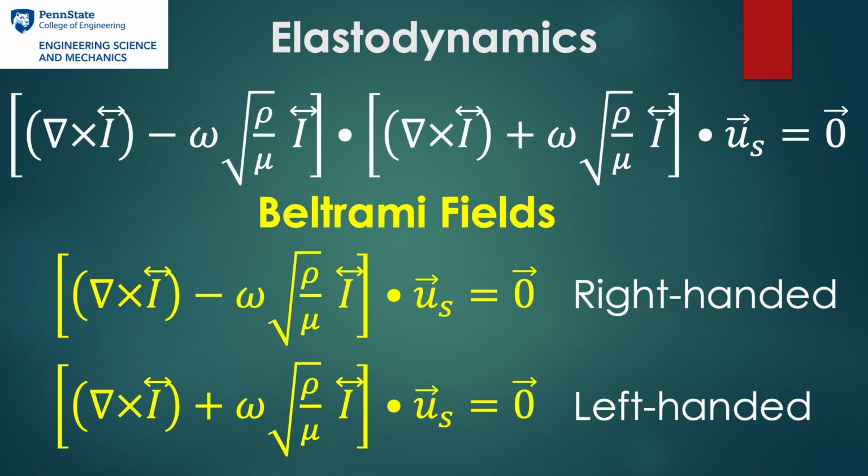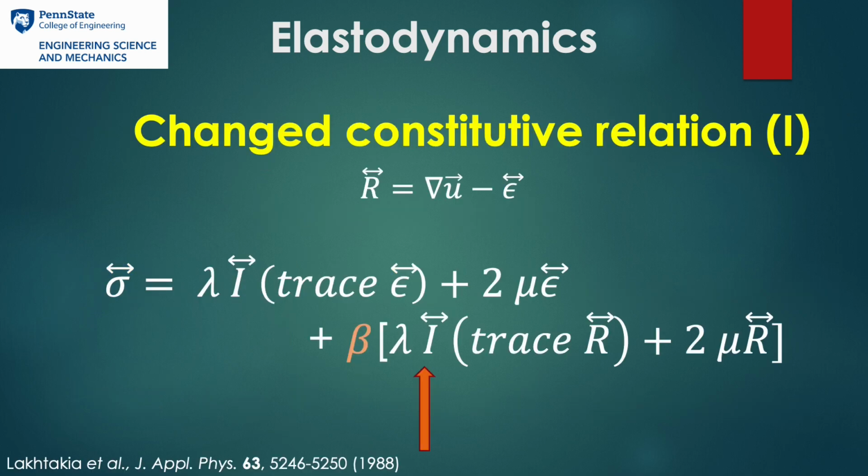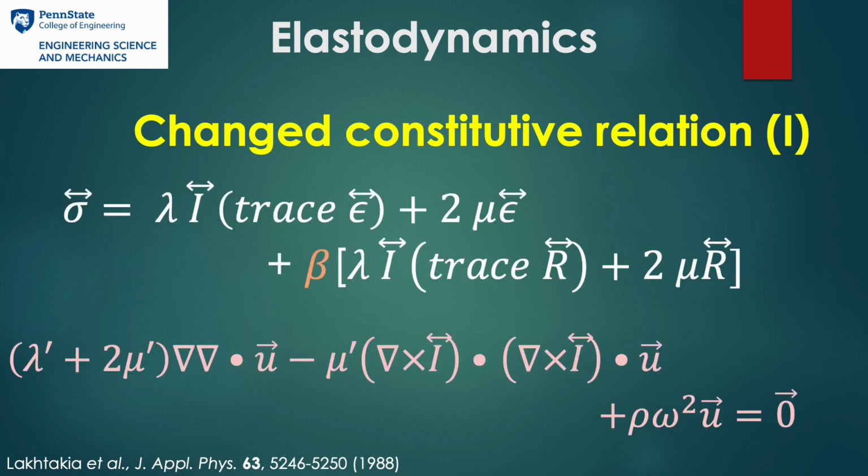Let us try to change the constitutive relation. In a simple attempt, let us also use the antisymmetric part R of grad U in the stress-strain constitutive relation, with beta as the chirality scalar. But that simply gives back Navier's equation with altered Lamé constants. So this attempt fails.